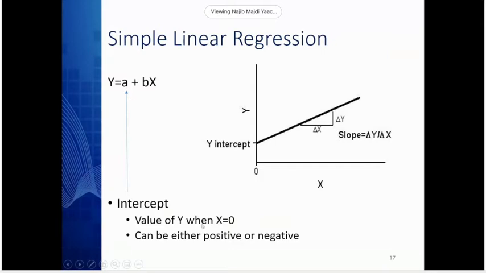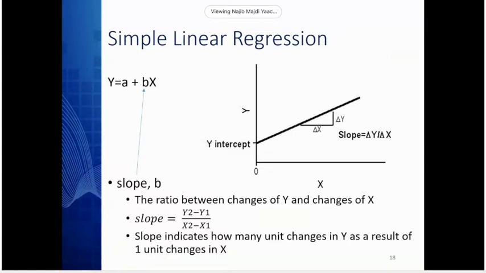A is the value of y when x is equal to 0. It can be either positive or negative. And b is the slope or gradient, the ratio between the changes of y and the changes of x. This is for manual calculation, but using software, all these things are given. The slope indicates how many unit changes in y as a result of one unit change in x.